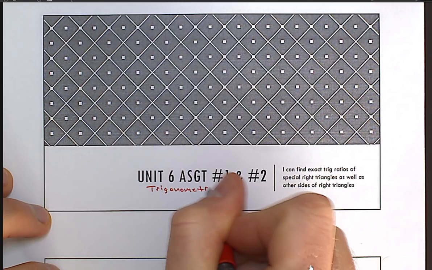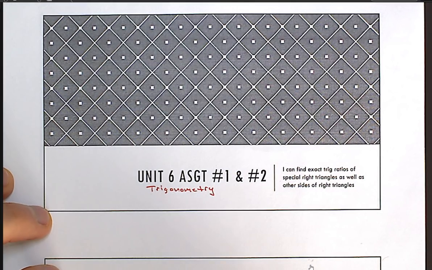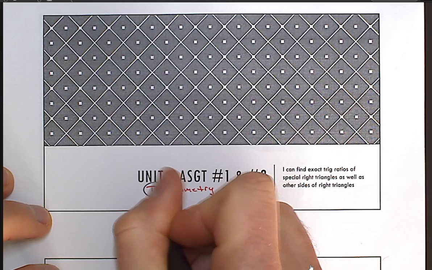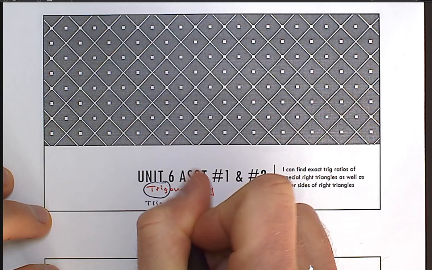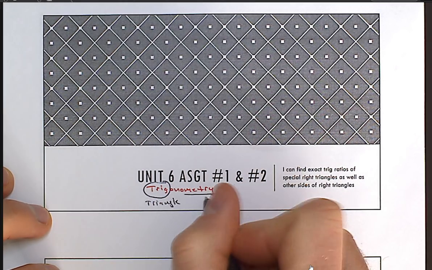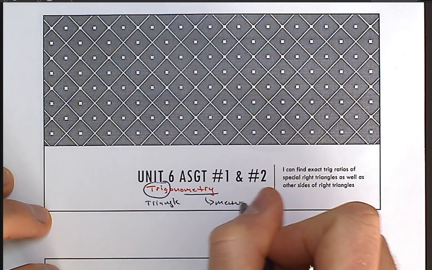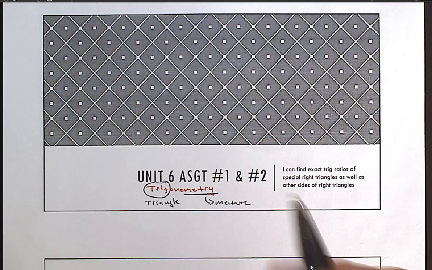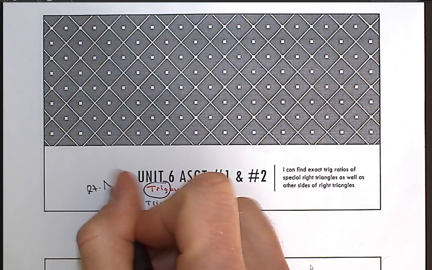Trigonometry. Now, when you say trigonometry, I know that's a loaded word. Trig is triangle. Metry means measure. So if you just break down the word trigonometry, it just means triangle measurements. All right? And so we're going to start with right triangle trig. So I'm going to put right triangle trig.